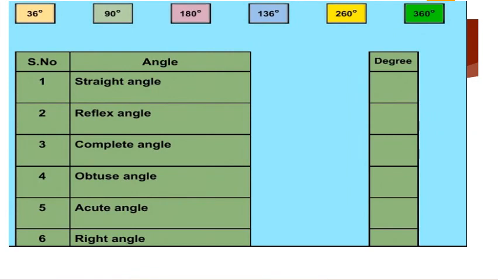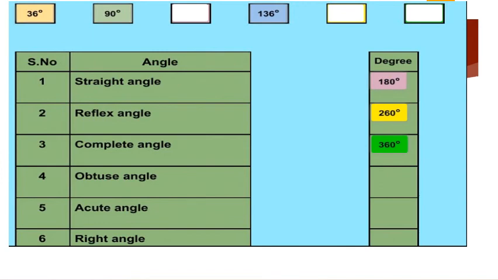Students, let's practice the worksheet about angles. By the given options, let's fill the answers. The first question, straight angle. Which one is the straight angle? And we know that as per the definition, straight angle is 180 degrees. Reflex angles. Reflex angle is an angle between 180 degrees and 360 degrees. So which one is the correct answer? 260 degrees is the correct answer. Complete angle is nothing but 360 degrees.